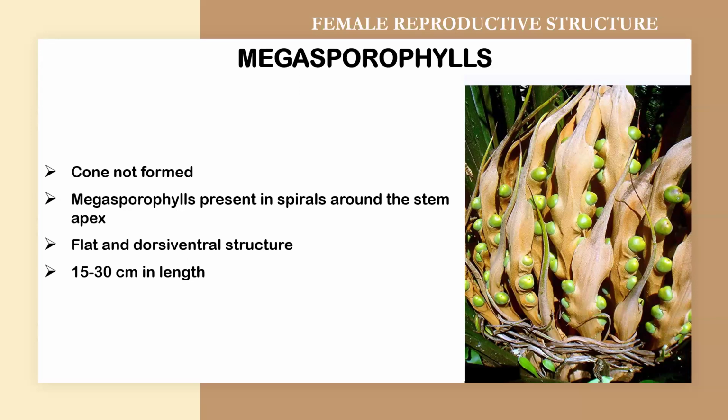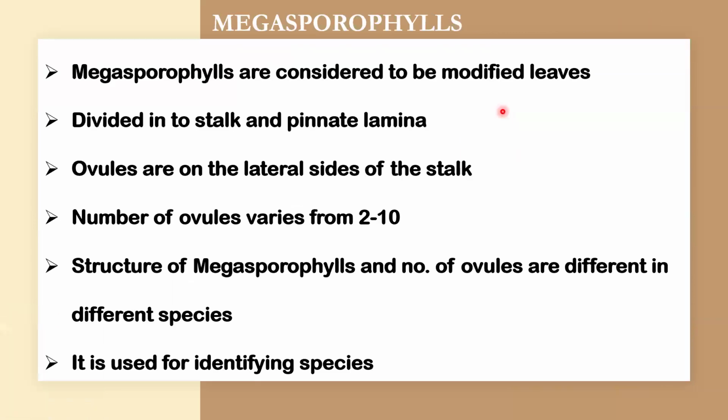Megasporophylls are the female reproductive structures. As we studied, cones are not formed in megasporophylls and they are arranged in a spiral manner around the stem apex in acropetal succession. They are flat and dorsiventral structures, differentiated into lamina and stalk. They are considered modified leaves, differentiated into stalk and pinnate lamina.